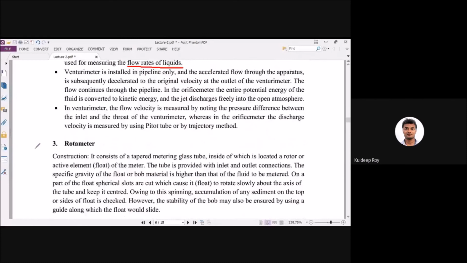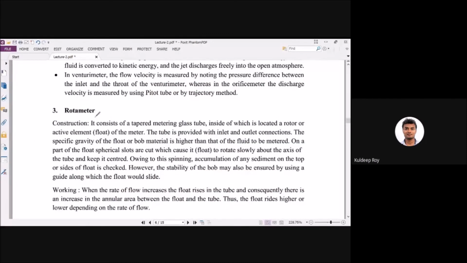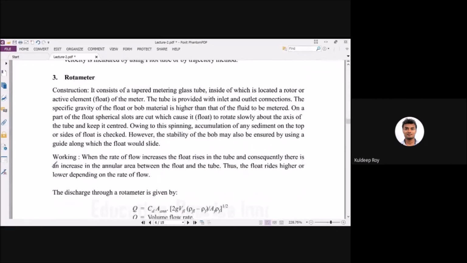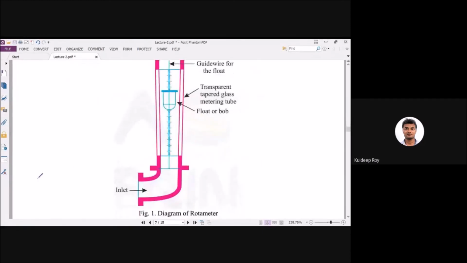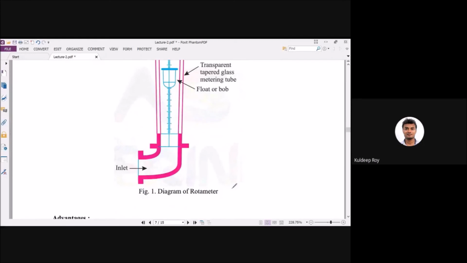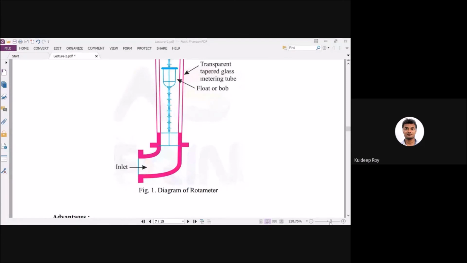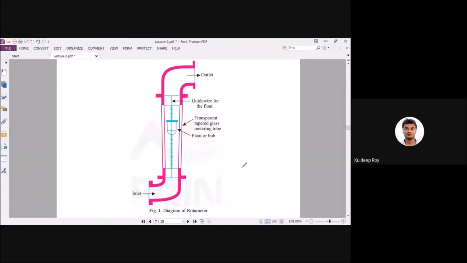Now coming to the next, the rotameter. You can read all these notes, I will provide them to you, don't worry. Now for the rotameter, first of all we will look into the design of the rotameter. Now you can see this is the diagram of the rotameter. Have a glimpse of the rotameter.